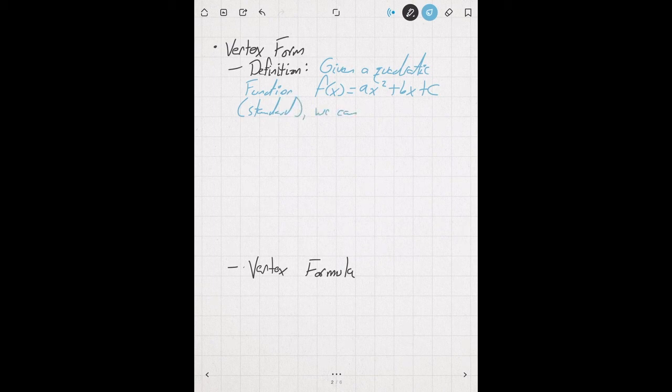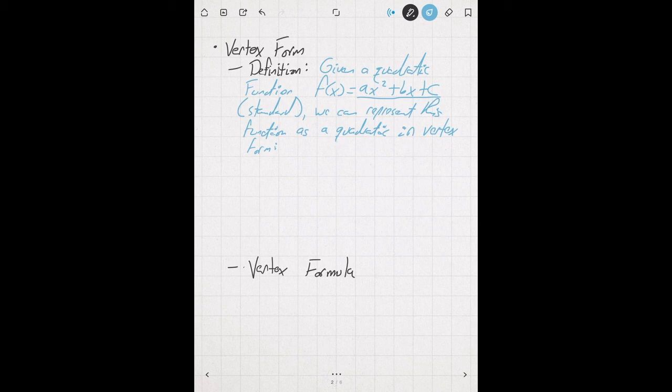We can represent this function as a quadratic in vertex form. Now, vertex form is just another way of representing a quadratic function. We normally would write it in standard form. That's the form that we factor things down in. That's the form we've always worked with.